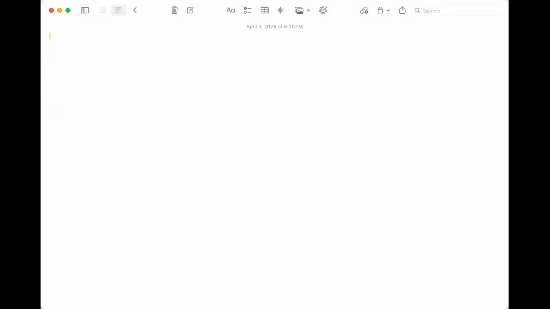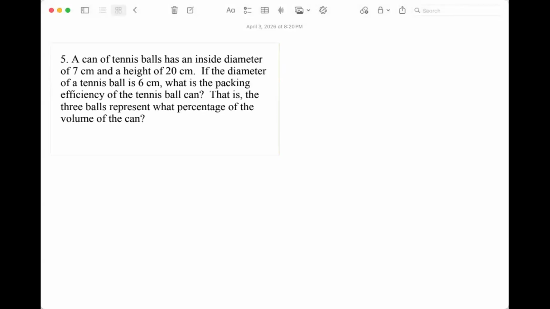Okay. Now let's go ahead and try this one. Can you do this one for me? Volume comparison. A can of tennis balls has an inside diameter of 7 centimeters and a height of 20 centimeters. The diameter of the tennis ball is 6 centimeters. What is the packing efficiency of the tennis ball can? That is, the 3 balls represent what percentage of the volume of the can?